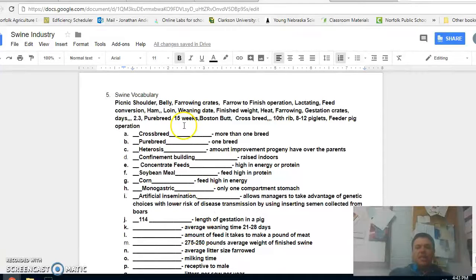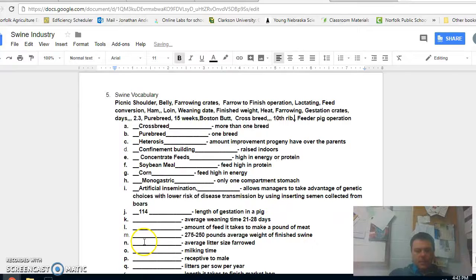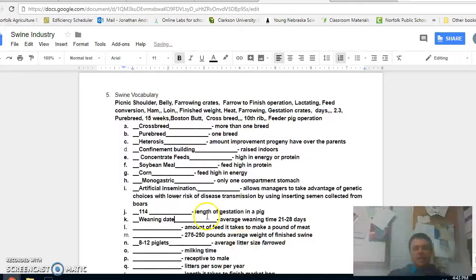After the gestation, they will give birth. They will give birth to about 8 to 12 piglets. When the pigs give birth, it's called farrowing. Farrowing means to give birth. Those 8 to 12 piglets will be weaned. Where are we at? Look for weaning date. Awesome, right there. They will be weaned after about 21 to 28 days.